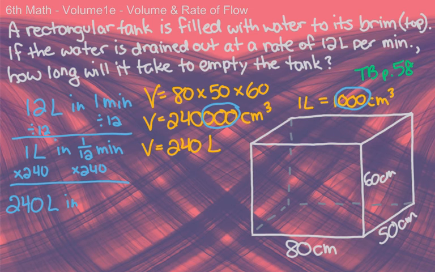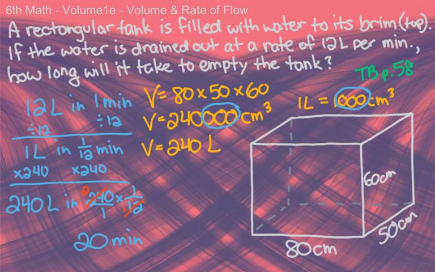How long does that take? I don't know. It's 240 times 1 over 12, or 240 over 1 times 1 over 12. And what I see is that I could take this 24. I know that there are two 12s in 24. Therefore, 240 liters, how long does it take? Well, it takes 20 minutes, because that's the multiplication that's going on right now.